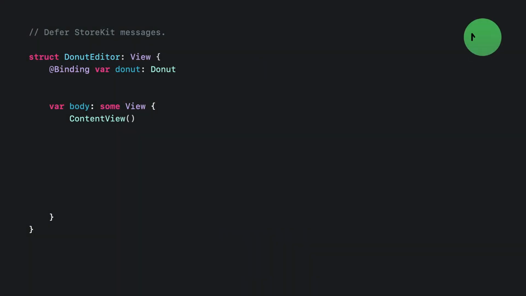Here I have a simple view for the donut editor. As I mentioned earlier, pending messages are sent each time your app comes to the foreground. So I want to set up a message listener in each view in which I want to defer the presentation of a message. I'll add a binding array to collect all the messages that are delivered to my app while I'm in the editing view. This is important because if I don't set up a message listener, StoreKit is going to display the message sheet right away when my app comes to the foreground.